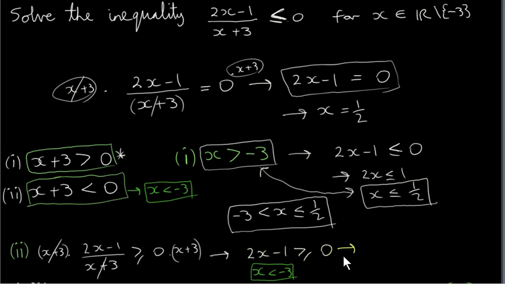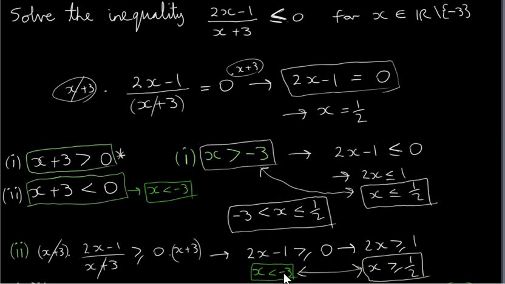We solve this inequality here to get 2x greater than or equal to plus 1, which leads to x greater than or equal to a half. So this is the solution to our linear inequality, subject to this constraint. So we have to combine these two together.